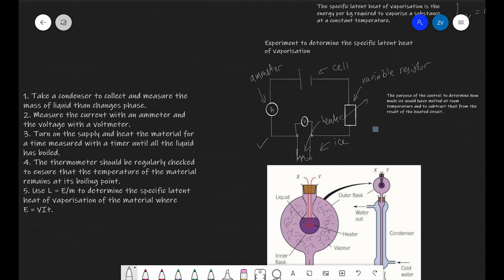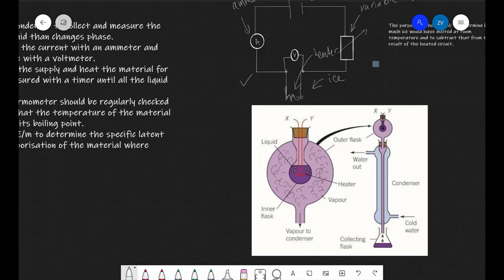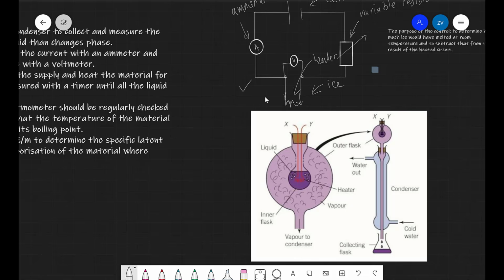Okay guys, so final experiment, and that is to determine the specific latent heat of vaporization. Well, once again, we're going to have exactly the same circuit as before. So we have a cell that's been connected to an ammeter, to a variable resistor that's connected to a heater. Now, the heater will then be placed in the following device, which is known as a condenser. So you can imagine that literally this heater over here is just kind of brought down to this over here. So this is essentially the heater over here. The heater is brought to a condenser.